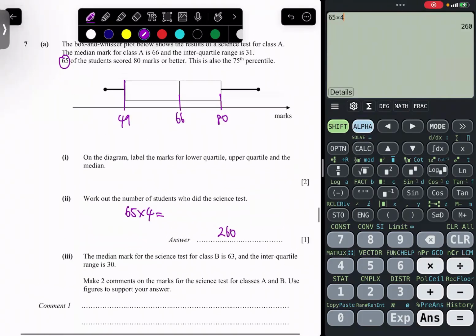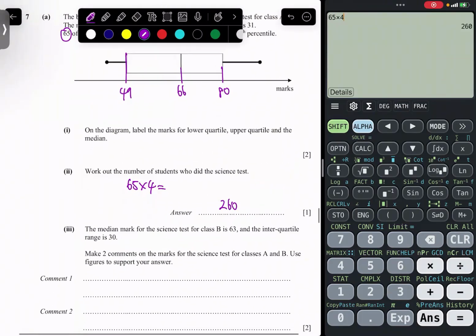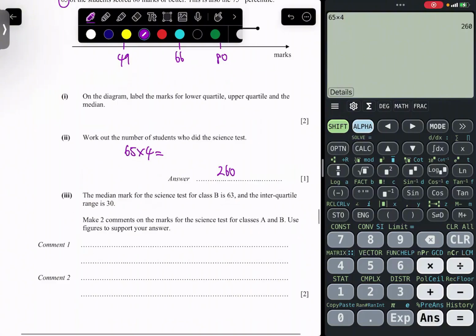The median mark for the science test for class B is 63. Interquartile range is 30. Make two comments. Use figures to support your answer. Okay, so class A has a higher median than B.